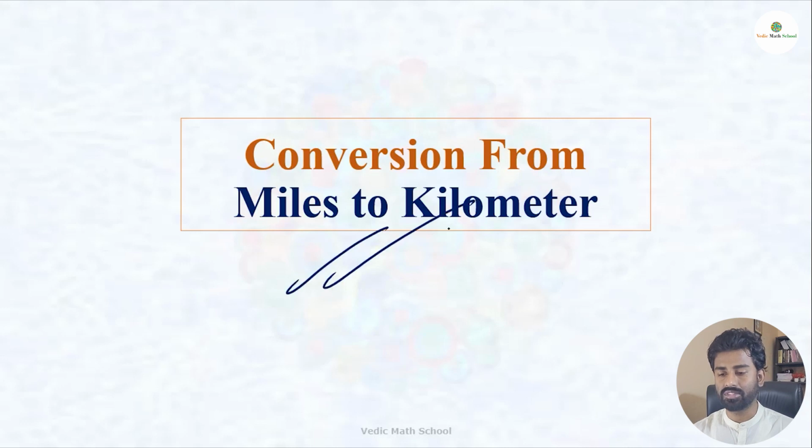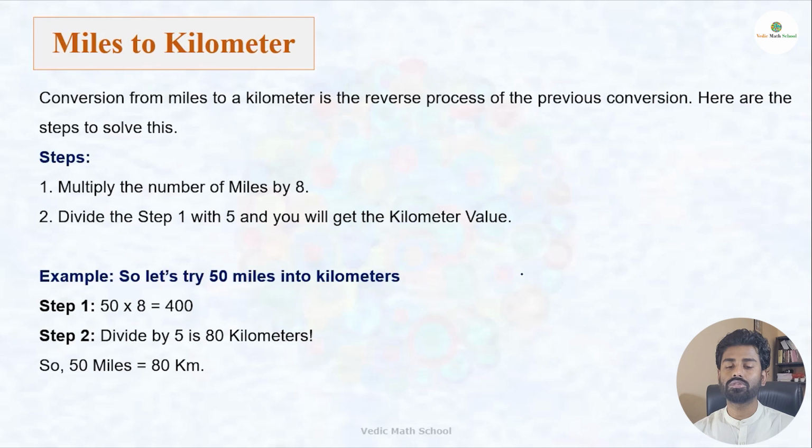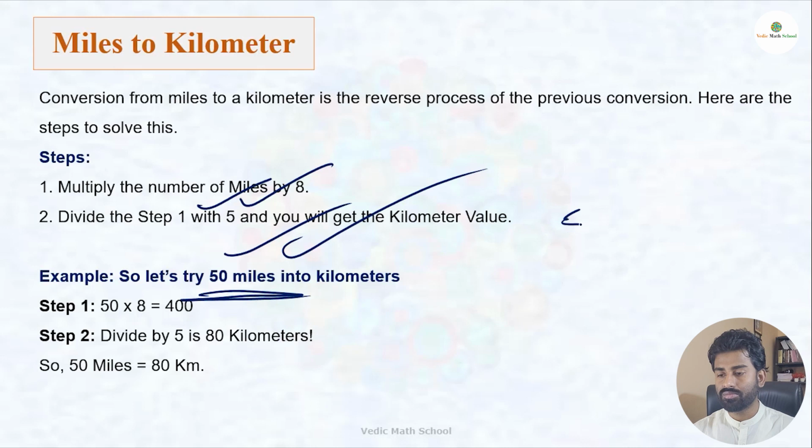Now miles to kilometer. Miles to kilometer is just a reverse process. So whatever we did, we are going to do the reverse of that. So what is the process? Multiply the number of miles by 8 and then divide by 5. So if there is a number of 50 miles, we have to convert this 50 miles into kilometers. So how are we going to do that?